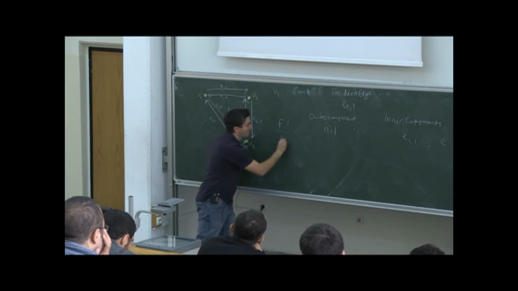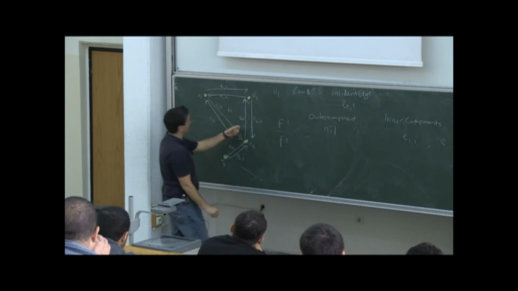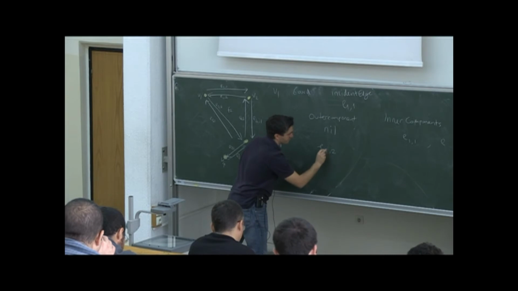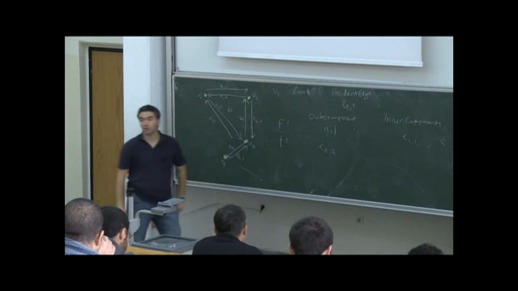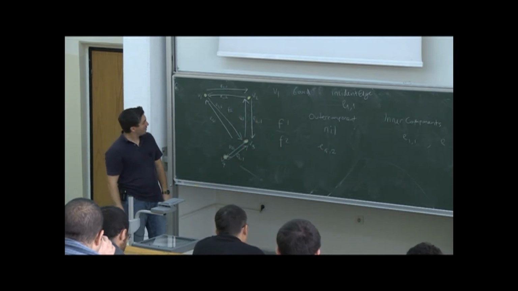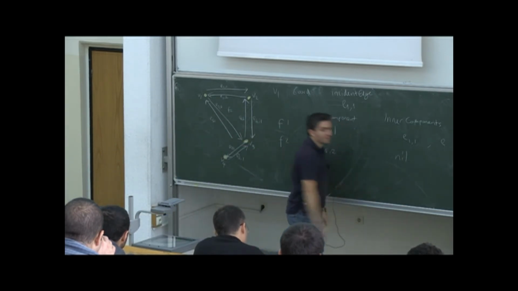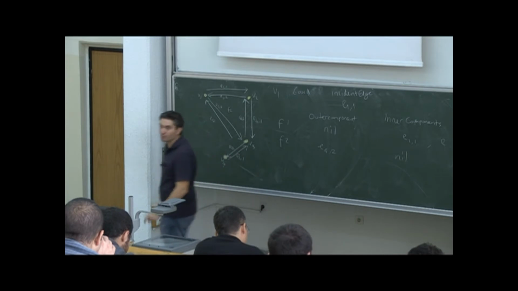So for F2, for example, all we need is something like E42 as its outer component. And as its inner component, it's nil. It doesn't have an inner boundary.